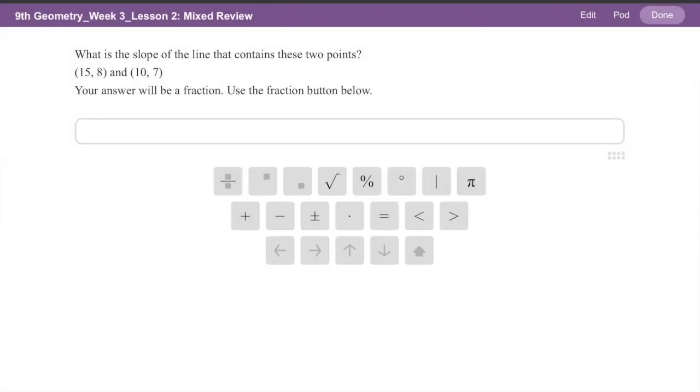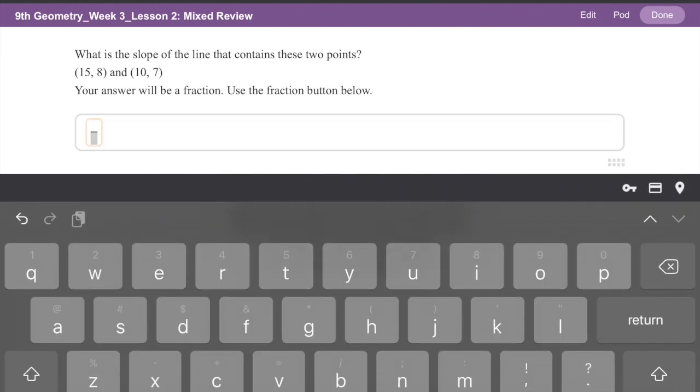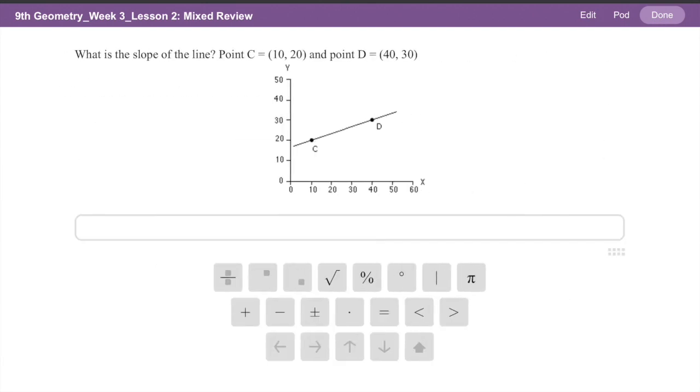Let's see, let's use this little fraction button. 1 over 5. Okay, and that was the correct answer. It didn't give us a verification because we have to turn off auto grade for that. Okay, looking at this next one, very similar type of problem. What is the slope of the line? We're given the two coordinates 10, 20 and 40, 30.